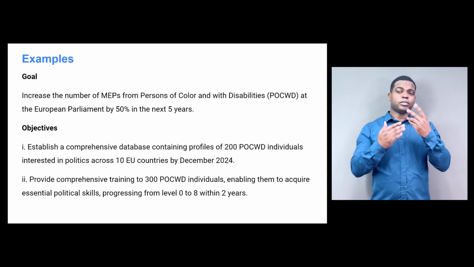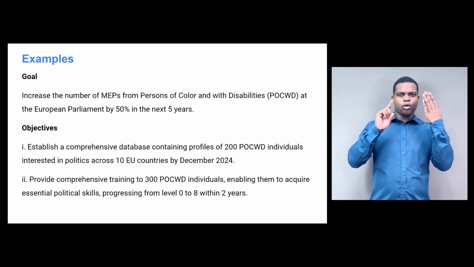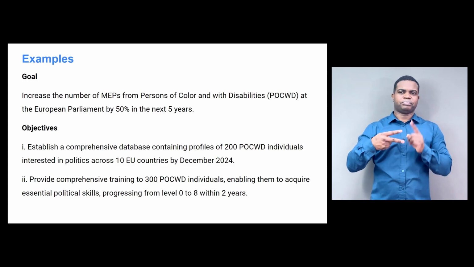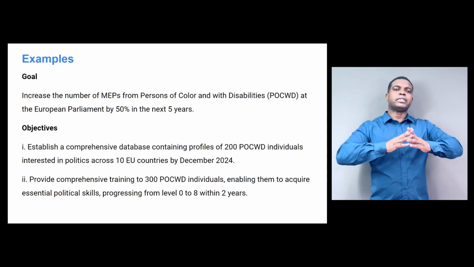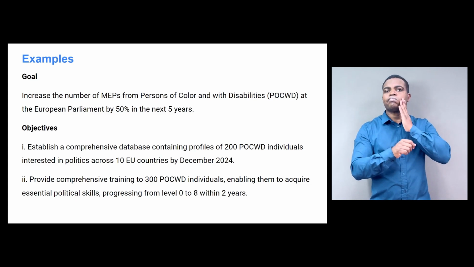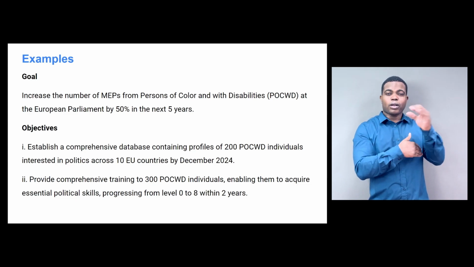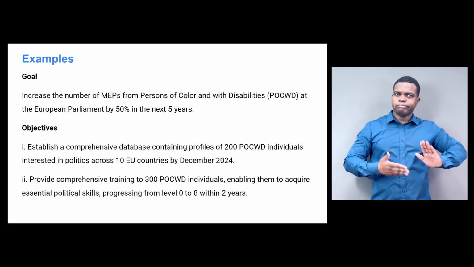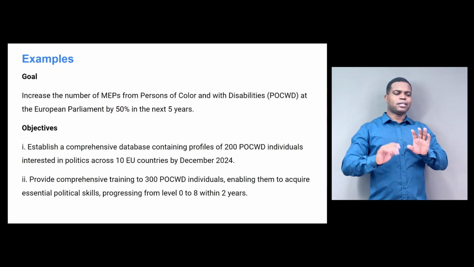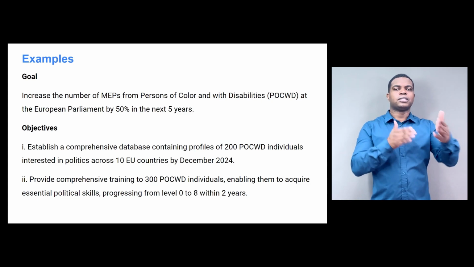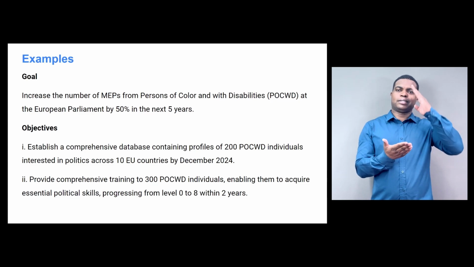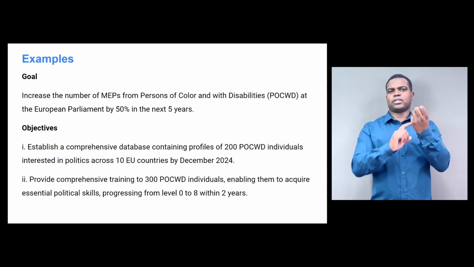So looking at these objectives, let's look at these two major objectives. For you to achieve the goal, the objective could be to establish a comprehensive database that contains profiles of 200 persons of color with disability, individuals interested in politics across 10 EU countries by December 2024. So you can decide to take these actionable steps that will help you to achieve the goal.